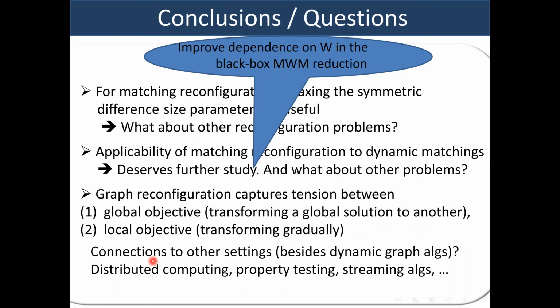It would be very interesting, I believe, to study connections to other settings that capture a similar tension beyond dynamic graph algorithms. So one example could be distributed computing, another could be property testing, also streaming algorithms, and more.